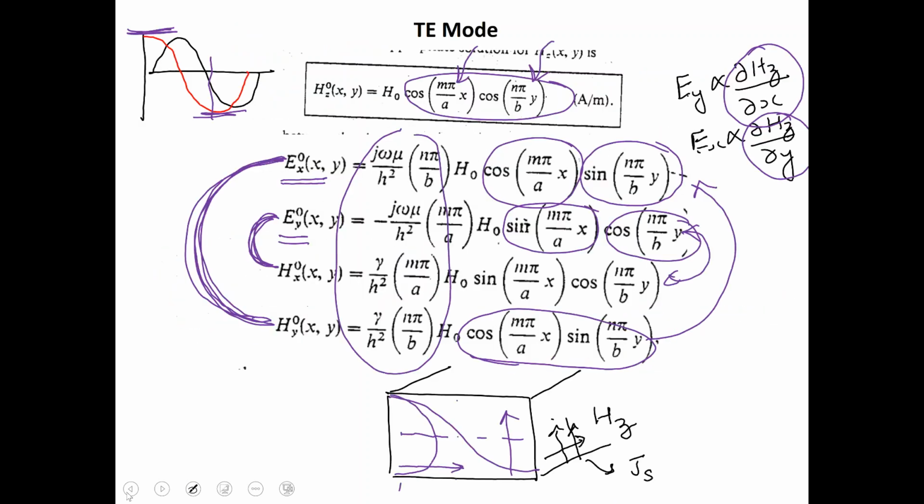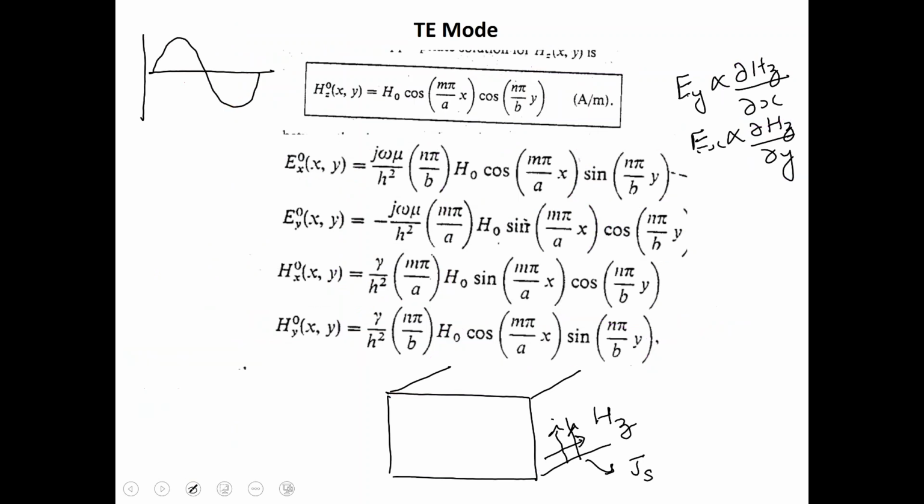If we go back to the various modes, we can put m equal to 1 and n equal to 0. If I put n equal to 0, this sine function goes to 0, and this sine function goes to 0. So it's telling you Ex is 0, Ex does not exist, Hy does not exist. However, this function here is 1, this function here is 1.